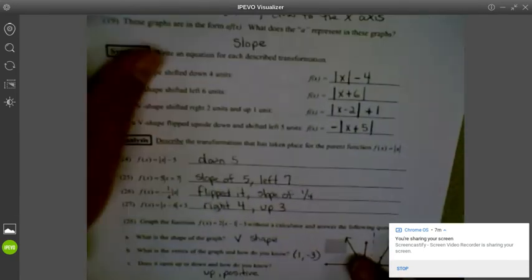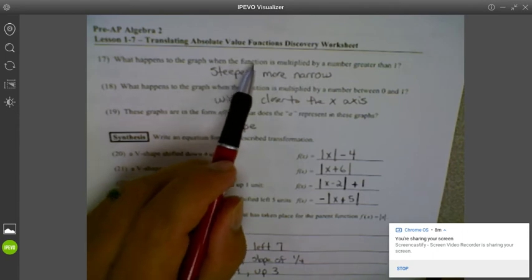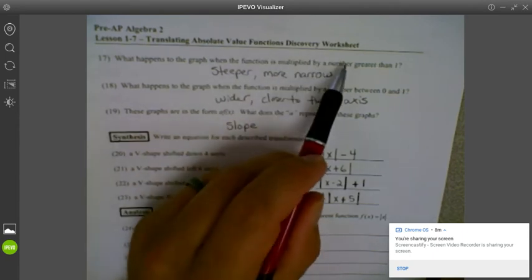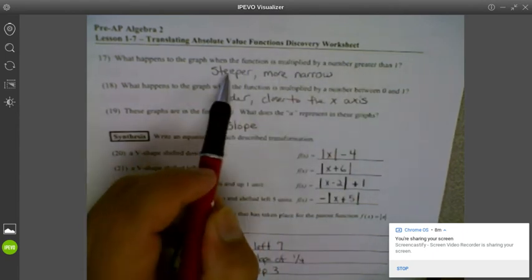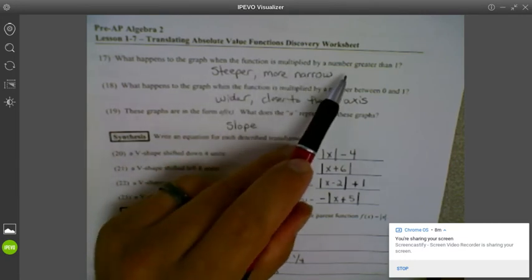So we're going to go to this last page, and those questions at the top we just answered. So what happens to the graph when the function is multiplied by a number greater than 1? It's going to make it steeper. It's going to be more narrow. It's going to get close to the y-axis.